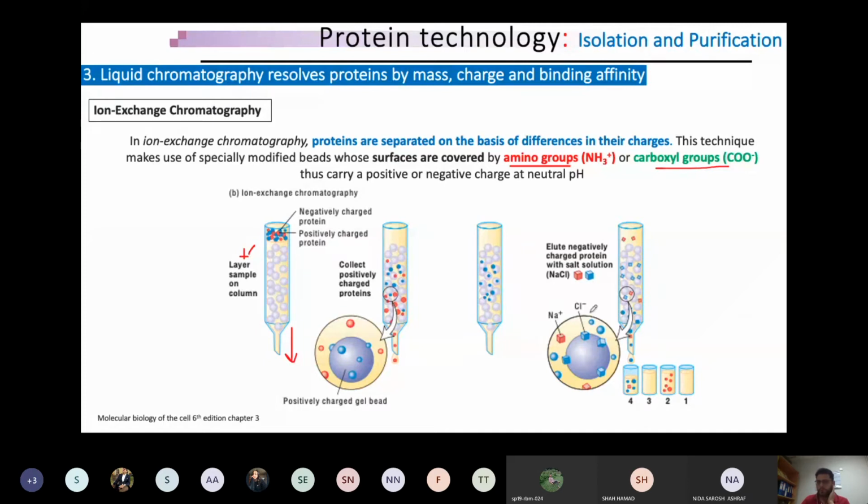So you see there are different options. You could use a positively charged column, you could choose a negatively charged column. If you use a positively charged column, it will be able to bind to the negatively charged protein. If you choose a negatively charged column, it will be suitable to bind with the positively charged protein.